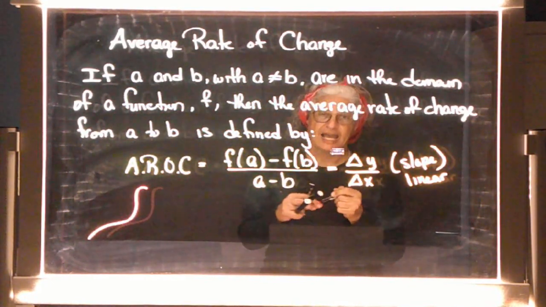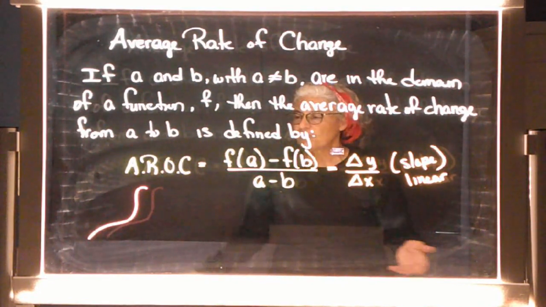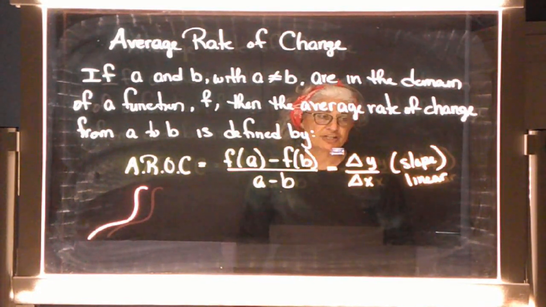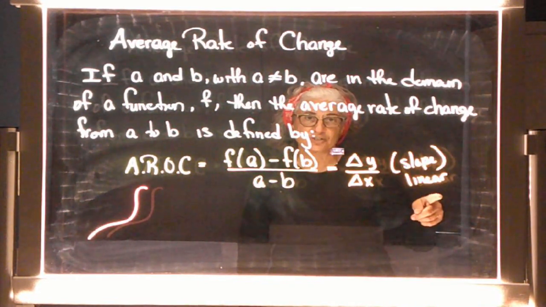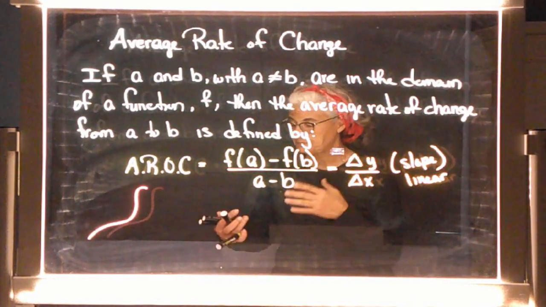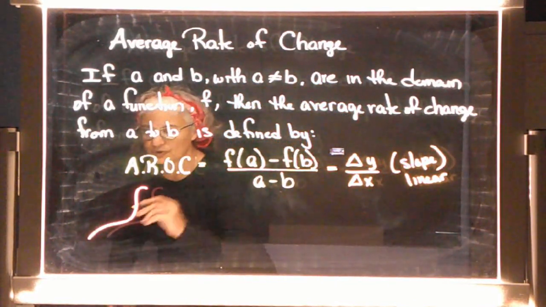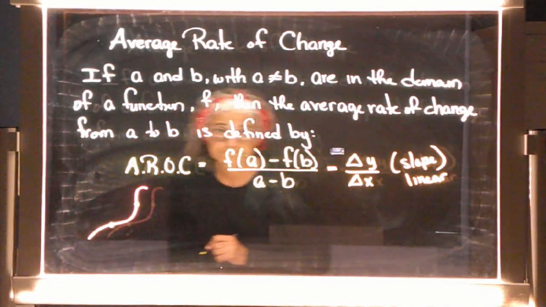And I'm trying to find the average rate of change for this. Well, how am I supposed to find the average rate of change when there's no linear going on? There's no lines going on. So here's what we do. We create a line. So I am going to take this point and this point.